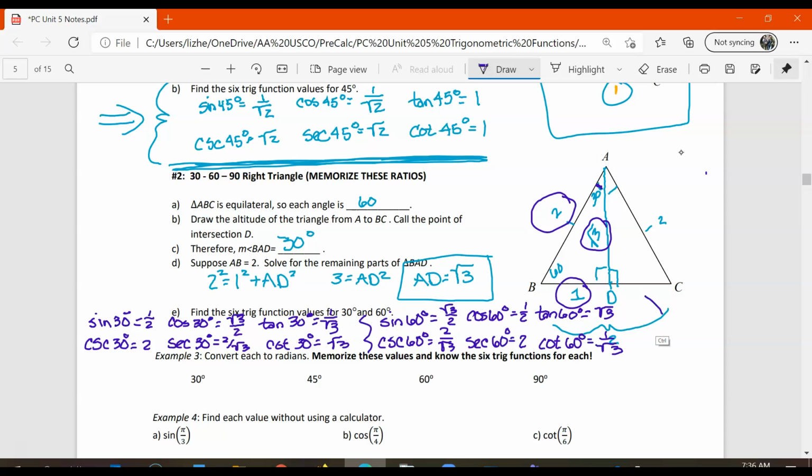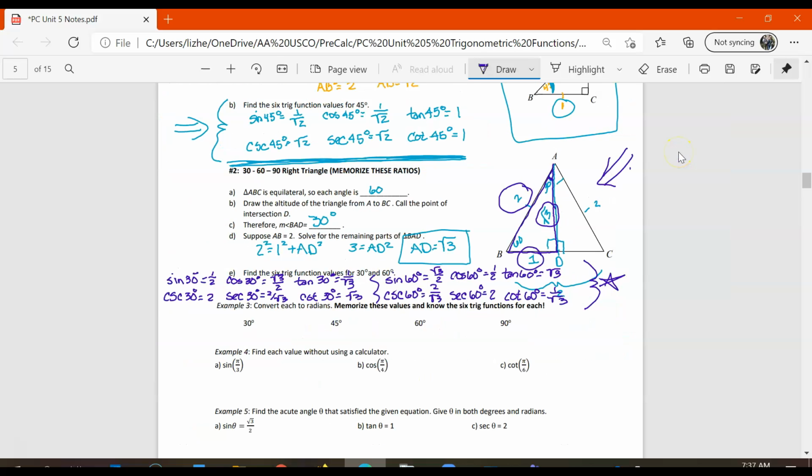Again, you can memorize these. It would be good if you did. But if you don't, you for sure have to be able to draw our special right triangle. You don't have to start from an equilateral, but you have to be able to draw your 30, 60, 90 triangle and put your numbers in and your angles in.